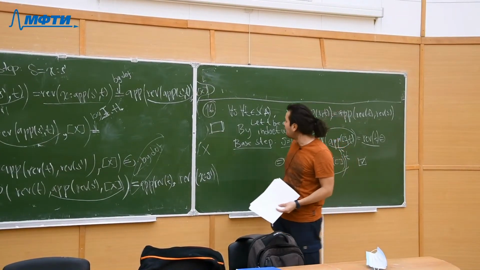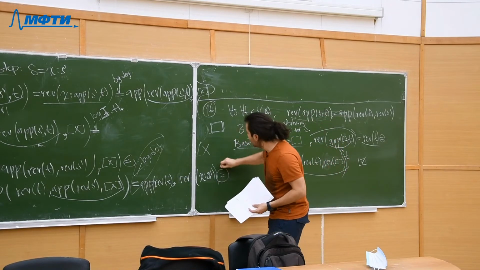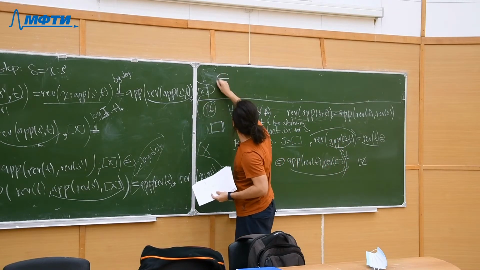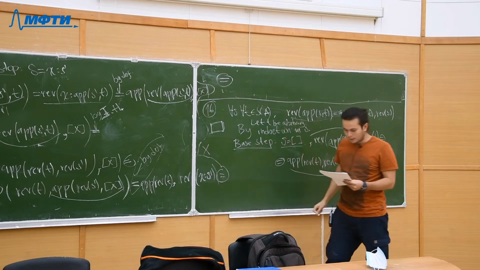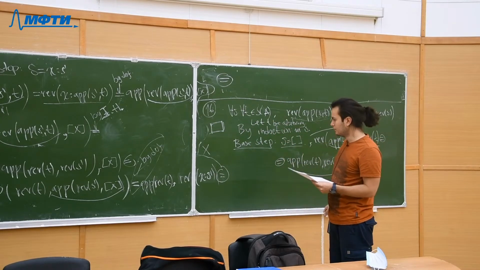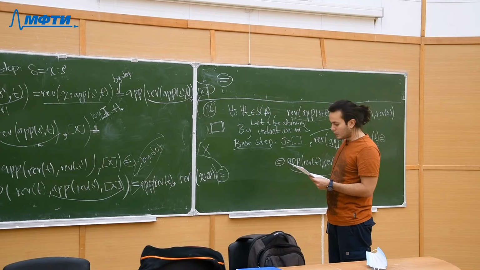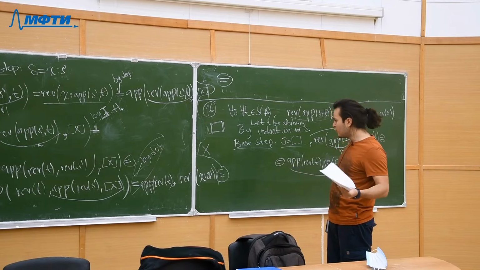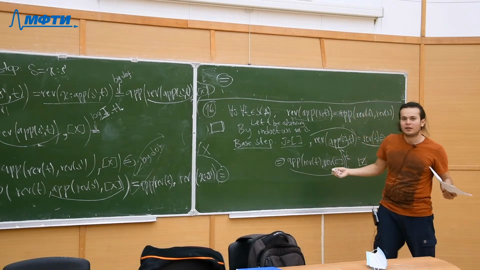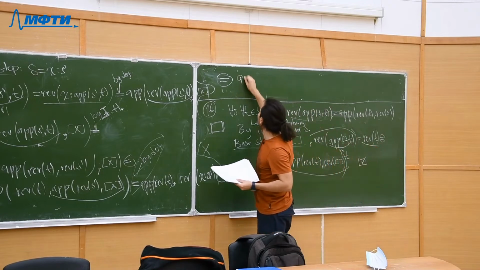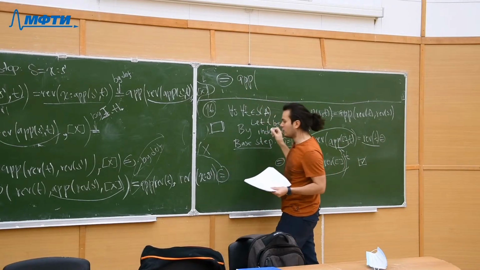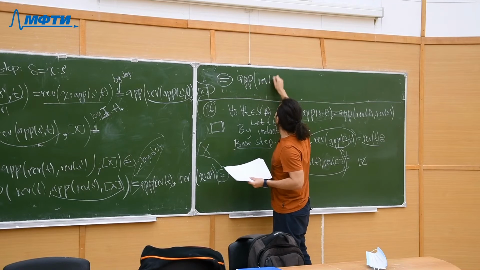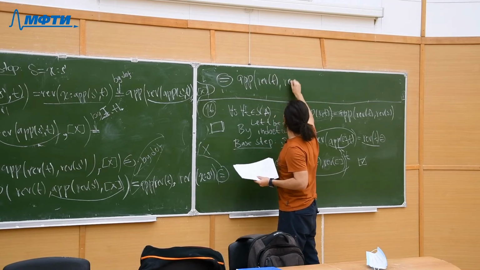Yeah, now this is going to be equal here. So what did we obtain? The app of what? Of the reverse of t and the reverse of what?